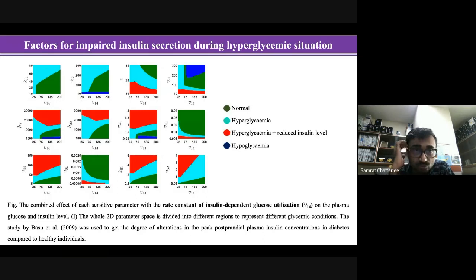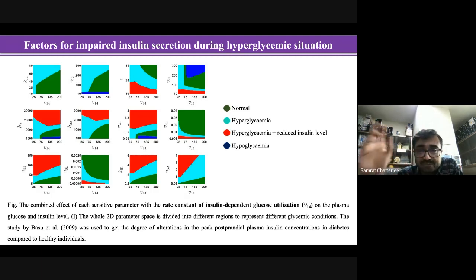Here we took the insulin dependent glucose utilization, the rate at which glucose is going inside the cell. We measured that with different other parameters to know what kind of effect these parameters have on it. So this is a two-dimensional parameter space, and the parameter selection, which I have not shown here, was done using sensitivity analysis. We used the PRCC method to find the sensitive parameters. So what is the goal of this kind of exercise?